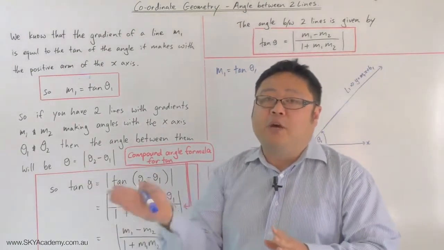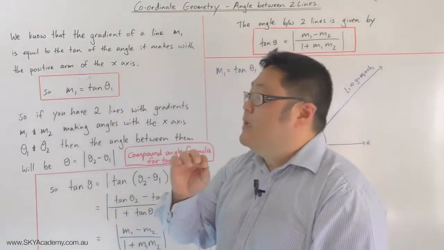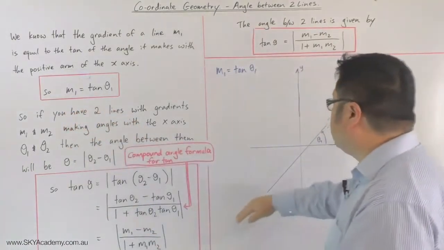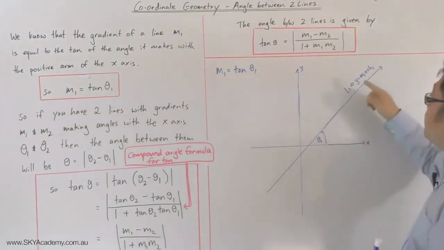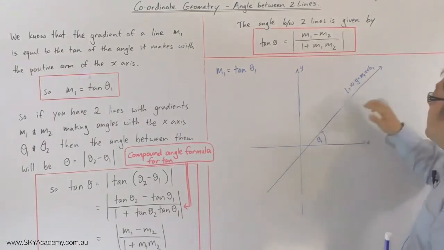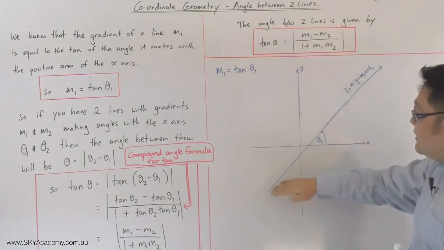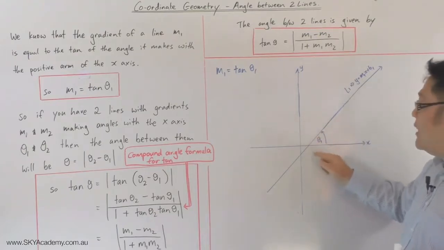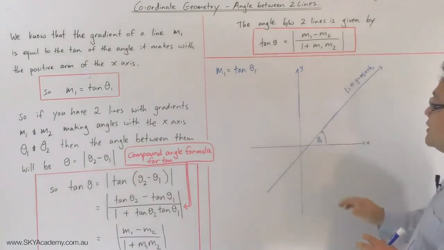So the first thing I want to do is go back to the 2-unit course and look at stuff that we already know. The first thing we already know is if you've got a straight line, let's call that straight line L1, and say the equation of the straight line is y equals m1 x plus b1. That line makes an angle with the positive x arm of theta 1. So this is theta 1 here, this is m1, and this is b1.